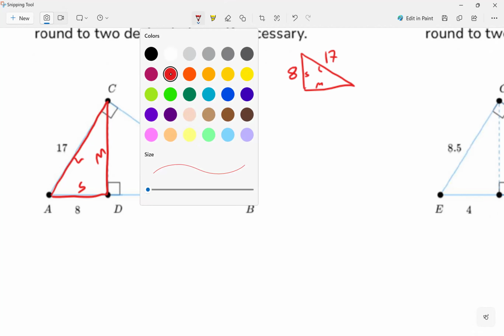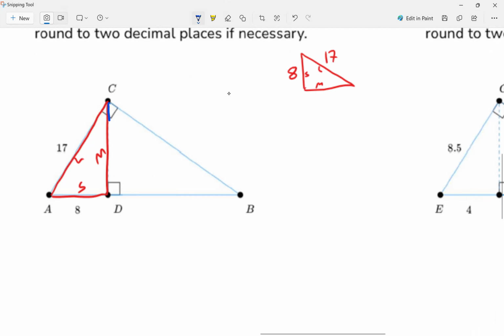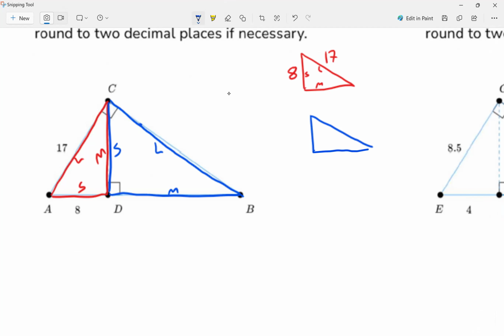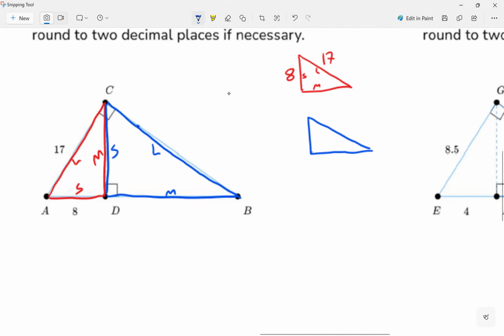Let me paint in blue here. We have another right triangle here, and I'm going to call this the small side, the medium side, and the large side. The small side, I don't know. The medium side of my blue triangle, I don't know either. And the large side, I don't know.